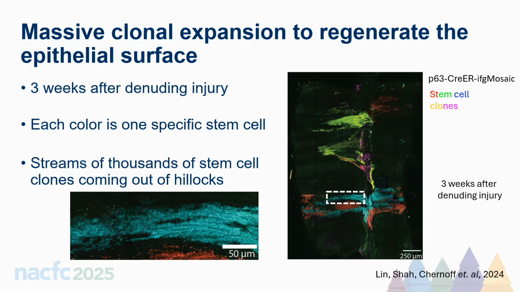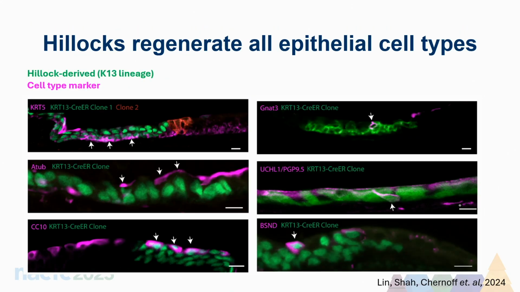So hillocks regenerate the surface, but then do they stay this squamous type of cell? Well, in fact, after regenerating the surface, they then differentiate into all the different epithelial cell types. So here you see hillock-derived cells with lineage label. So these are essentially the daughter cells. They're in green, and the different cell type markers in magenta. You see basal cells, ciliated cells, secretory cells, tuft cells, neuroendocrine cells, and the ionocyte. So hillocks regenerate the epithelium, making all the different epithelial cell types.